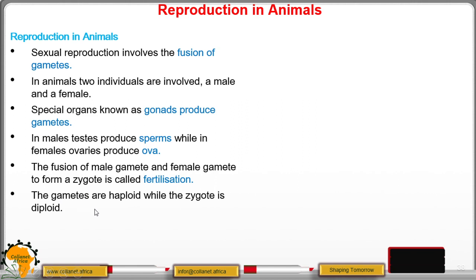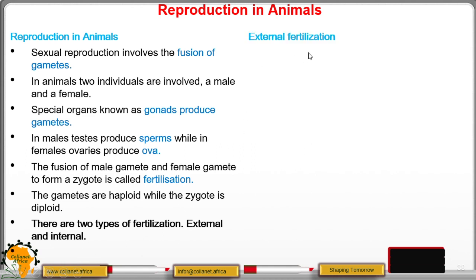The gametes are haploid, while the zygote is diploid, meaning the gametes have a single set of chromosomes, while the zygote has double the number of chromosomes. That is 2n, because we have haploid gametes from the male and haploid gametes from the female. And there are two types of fertilization: external and internal fertilization.